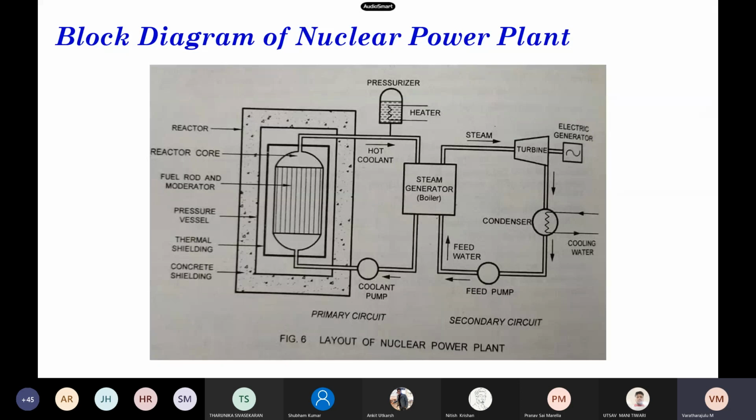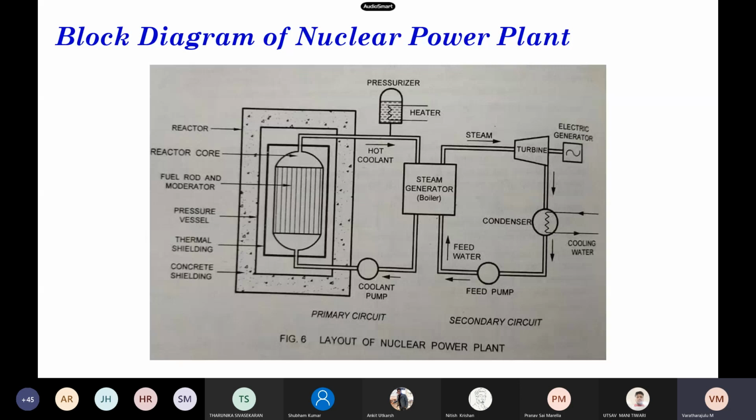And we have the concrete shielding too. A thick concrete shielding is provided to prevent escape of the radiations which were left by the thermal shielding, so that it does not affect the atmosphere. It is given in order to control atmospheric pollution. And we need to be very careful about these thermal shielding and concrete shielding.